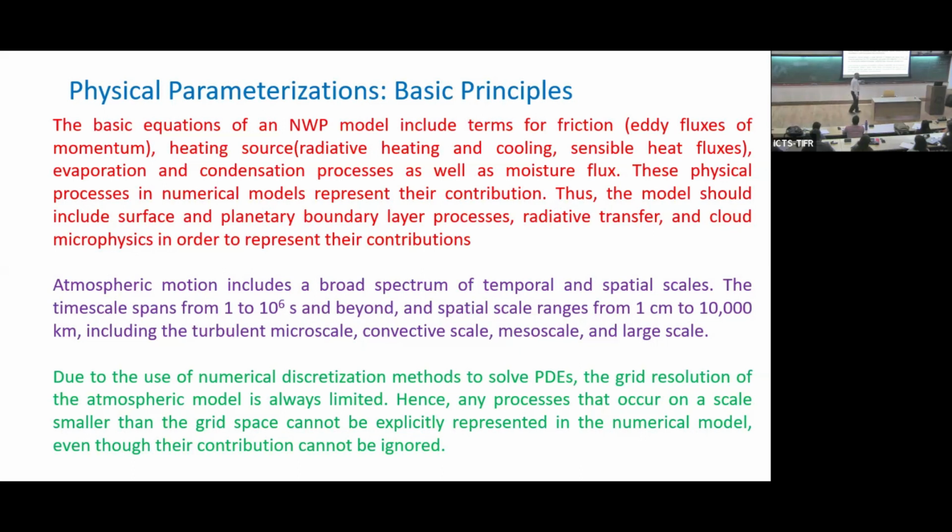The atmosphere has a wide spectrum of temporal and spatial scales, ranging from 1 second to 10^6 seconds, which is about a day, 86,400 seconds. Spatial range is from 1 centimeter, a turbulent eddy, to 10,000 kilometers. So it's a wide spectrum. Once I fix my grid size, I fix my resolvable scales. Then I'm going to have so many physical processes that are subgrid scale, which I need to parameterize.